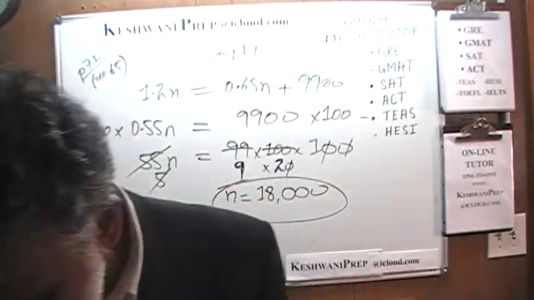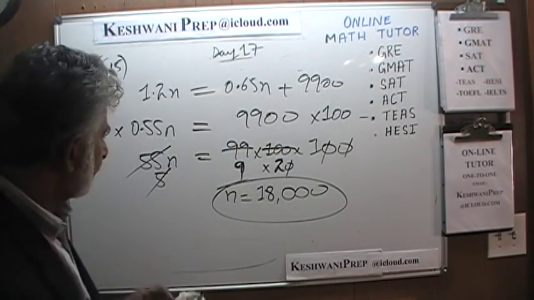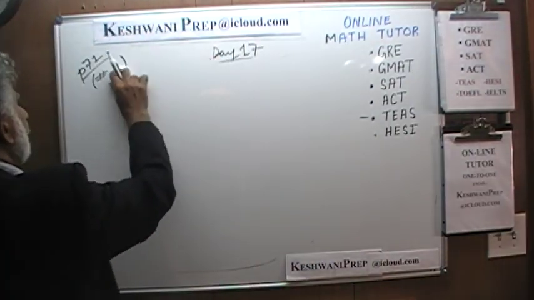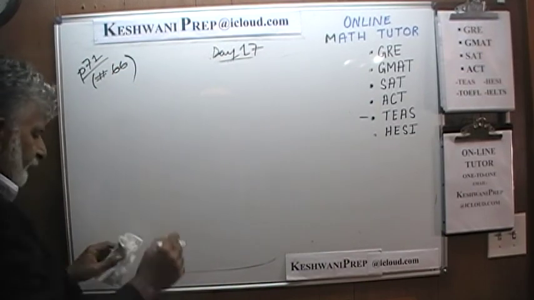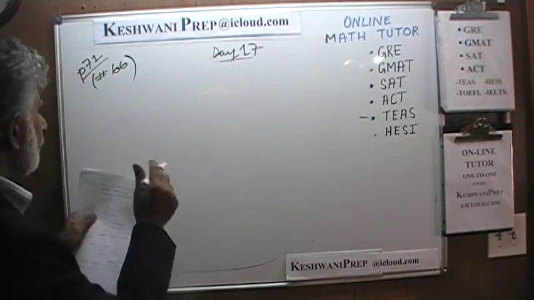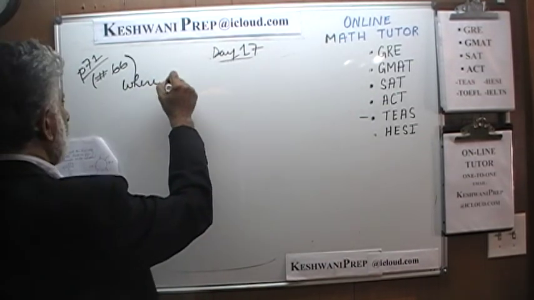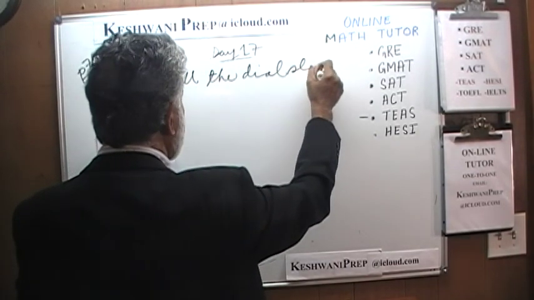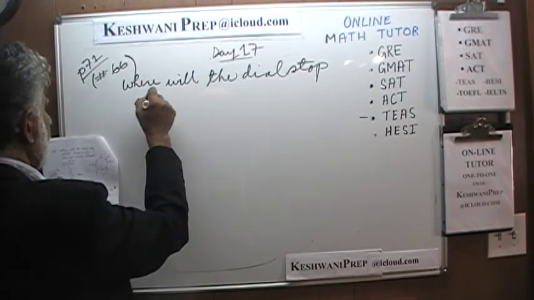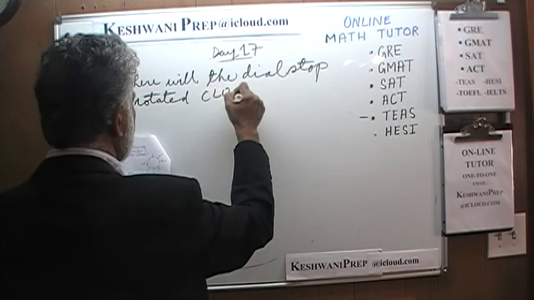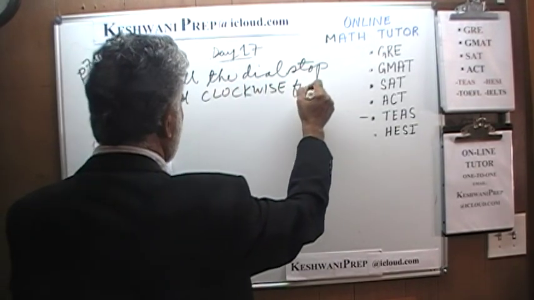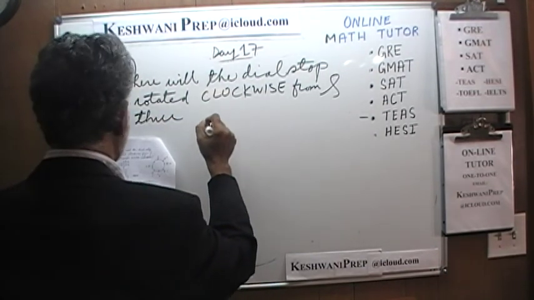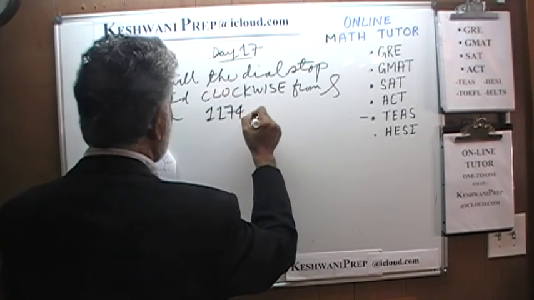Let's do 66. It is the very last one on the page, and 66 says: where will the dial stop if it is rotated clockwise from S and is rotated through 1,174 intervals.